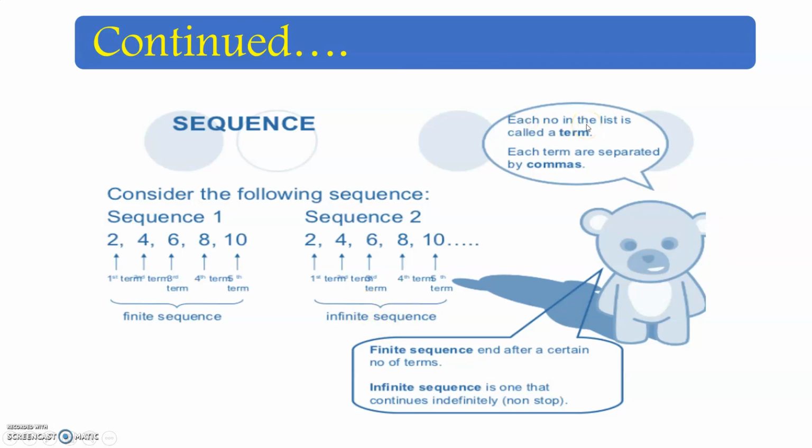Each number in the list is called a term. Sequence 1 has one list, and sequence 2 has another list. In each list, each number is a term, and each term is separated by commas. A finite sequence ends after a certain number of terms; it will end with the 10th term, or the 20th term, likewise. An infinite sequence is one that continues indefinitely, non-stop. It goes on for an infinite number of terms.